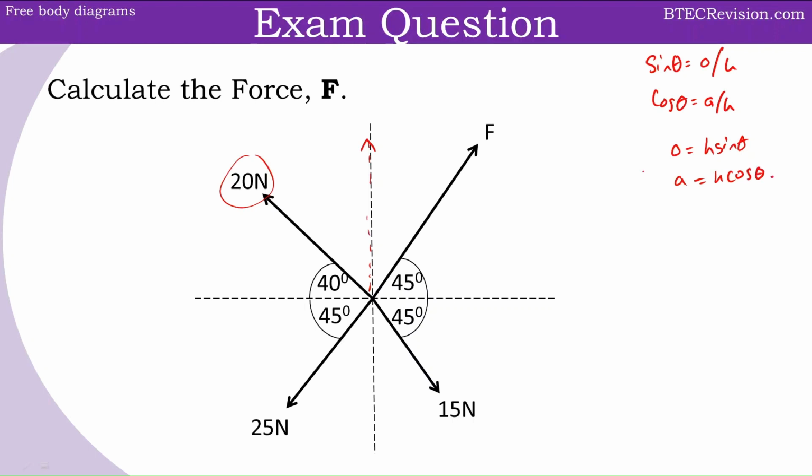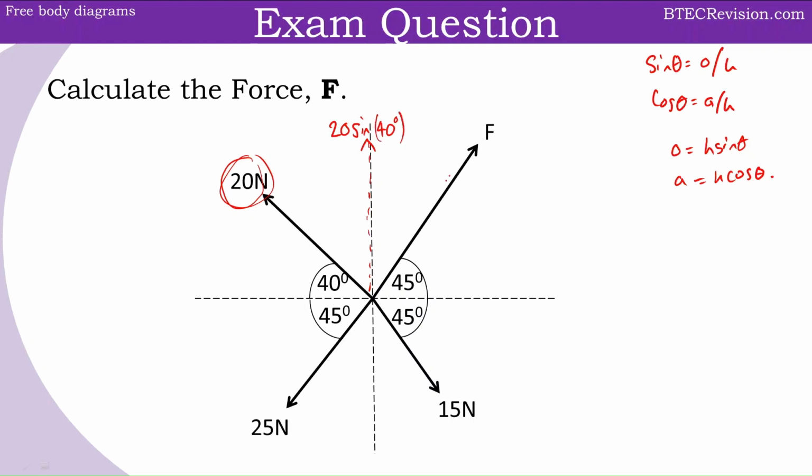So we will take these values here. 20 is our h, so is 25 and 15 and F. So resolving this 20 newtons of force into the vertical, you can see that is going to be opposite the angle, because if we take this force and move it to the left, that would be opposite. So therefore we can write this as h sine theta, which is 20 sine theta, which is 40 degrees.